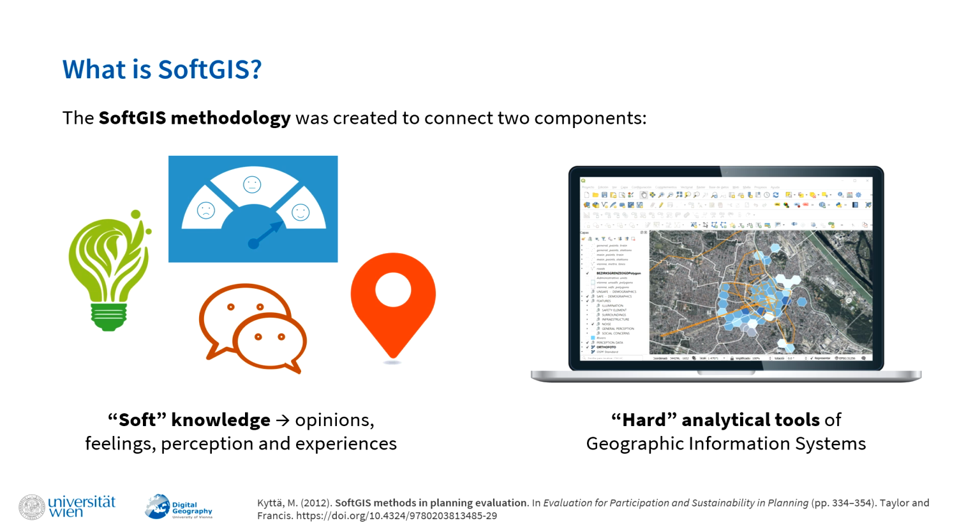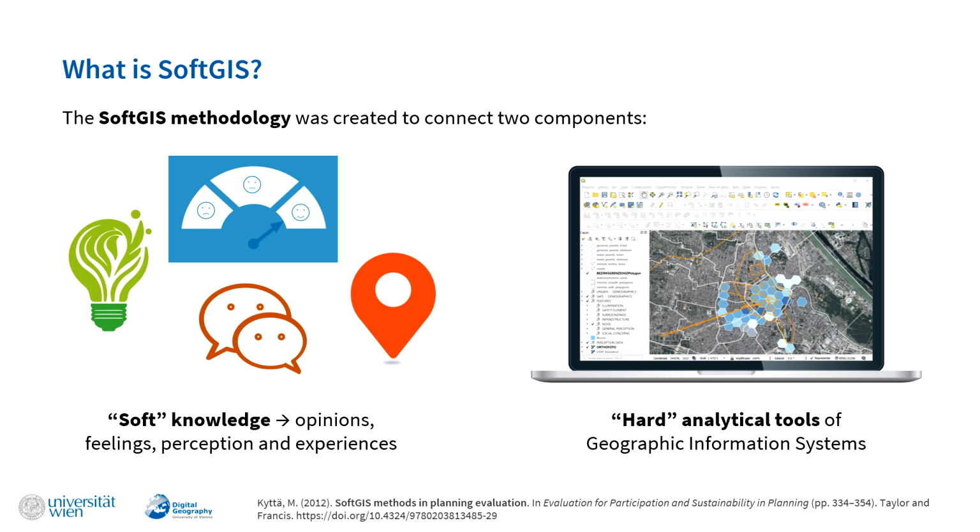The SoftGIS methodology developed at Aalto University in Finland was designed to connect two key concepts: the soft knowledge that people contribute, such as opinions, feelings, and experiences, and the hard analytical tool of Geographic Information Systems, or GIS. In simple terms, SoftGIS is an online framework that collects, analyzes, and shares localized, subjective insights from people. This approach integrates people's everyday experiences and knowledge into spatial planning and decision-making.